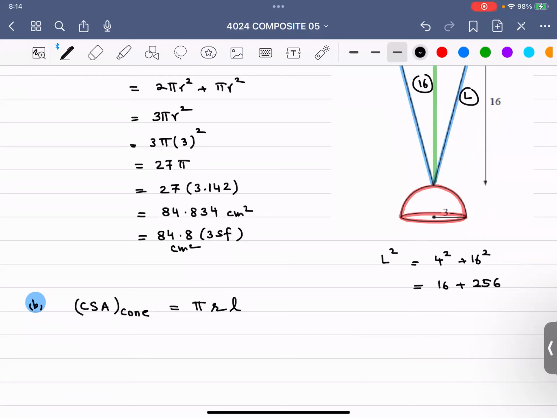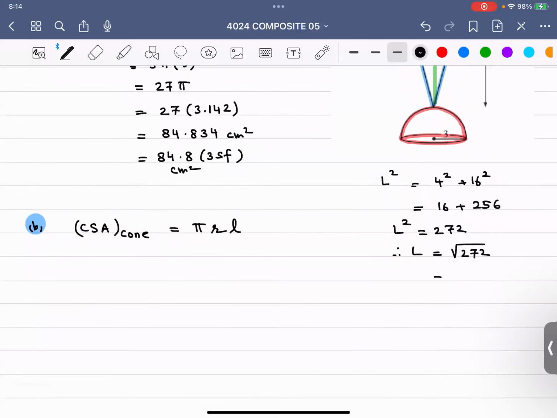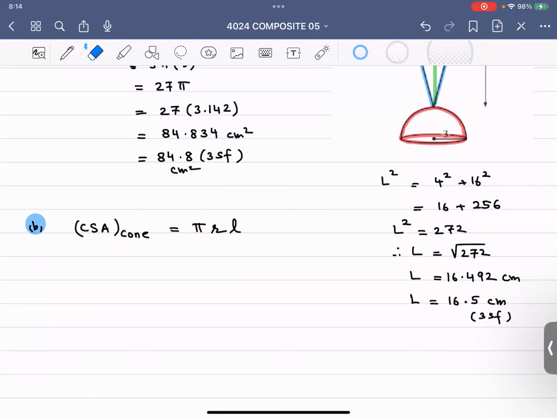This is 256 plus 16. That is 272. So L square is 272. Therefore, L is the square root of 272. Let me calculate the square root. So therefore, 16.492 centimeters. That's the value of L. I can even write this as 16.5 centimeters. This is 3 SF. And this is not a square. This is just a length.